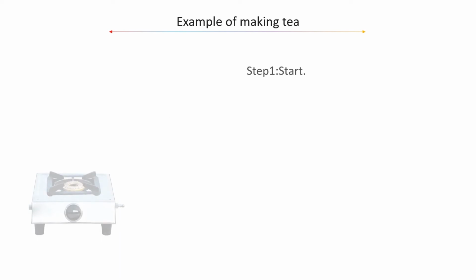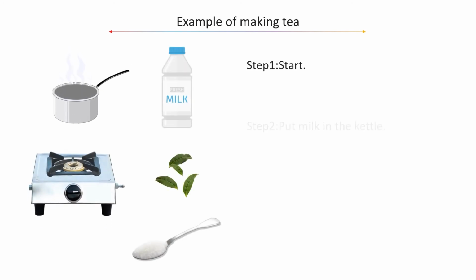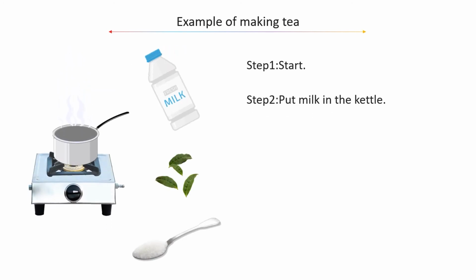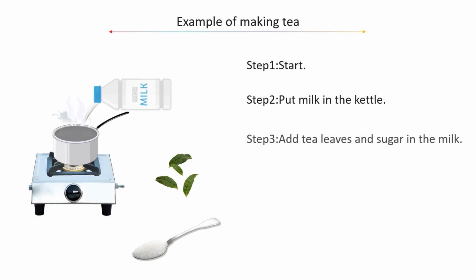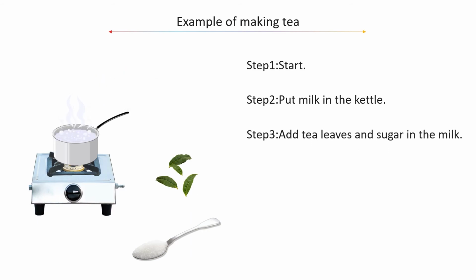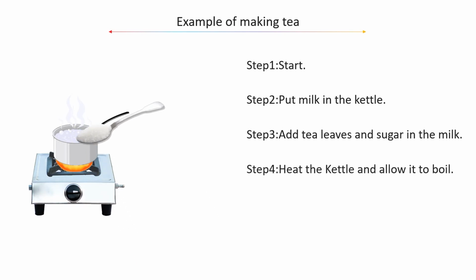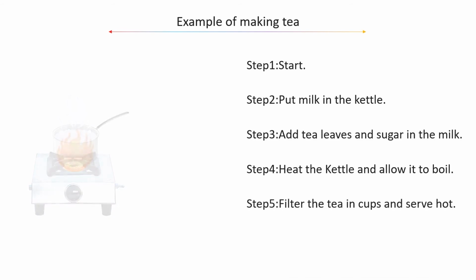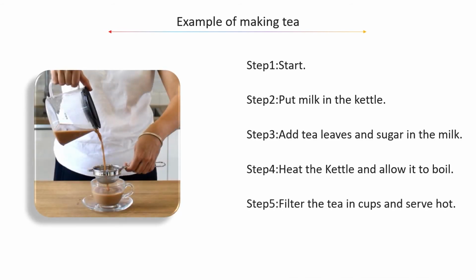Step 1. Start. Step 2. Put milk in the kettle. Step 3. Add tea leaves and sugar in the milk. Step 4. Heat the kettle and allow it to boil. Step 5. Filter the tea in cups and serve hot. Step 6. Stop.